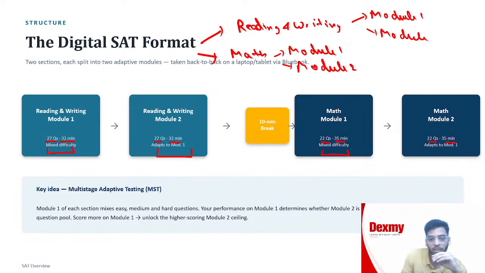Also, there is one more thing. You'll get a 10-minute break after the reading and writing part, before the mathematics. So first of all, the reading and writing part will come, and then the 10-minute break, and then the mathematics part. It will go like that.